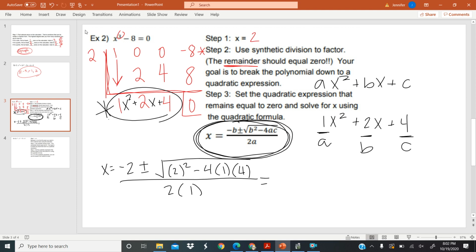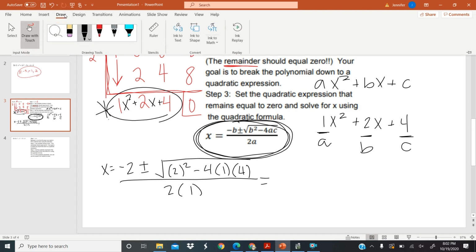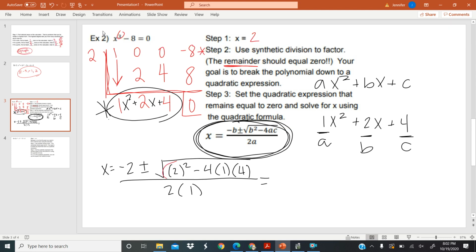So then, and this is really important, and I really want you to pay attention to what I'm about to say. Whenever you're typing this into your calculator, don't type the whole thing. You're not going to get an answer that works out perfectly. What I want you to type in first is just the part that's under the square root sign. So 2 squared minus 4 times 1 times 4.